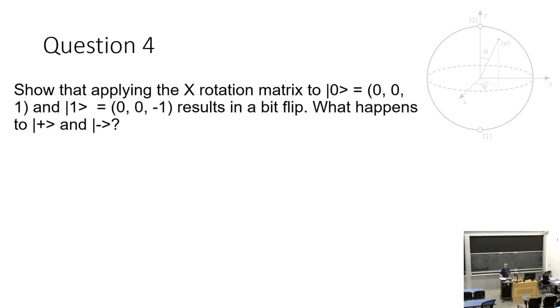Okay, so let's look at an easy problem. If I want to apply the x rotation matrix to 0, and I'm defining my vector 0 by the Cartesian coordinates 0, 0, 1, and 1, which is defined by the Cartesian coordinates 0, 0, minus 1, show me that doing that using matrices results in a bit flip. And then ask yourself, what happens if instead of applying x to 0 and 1, I apply it to plus and minus?